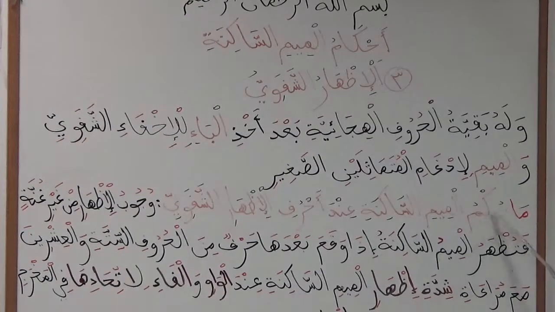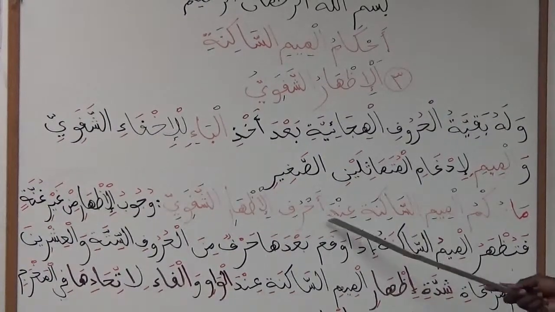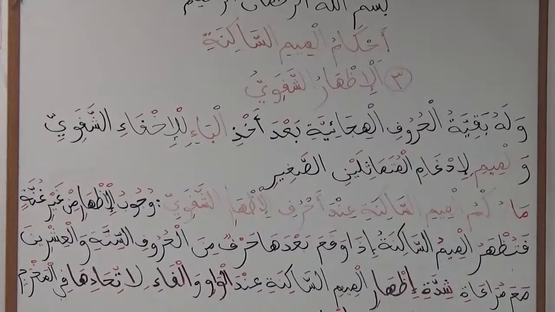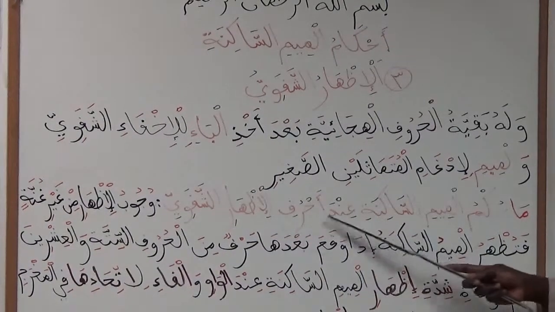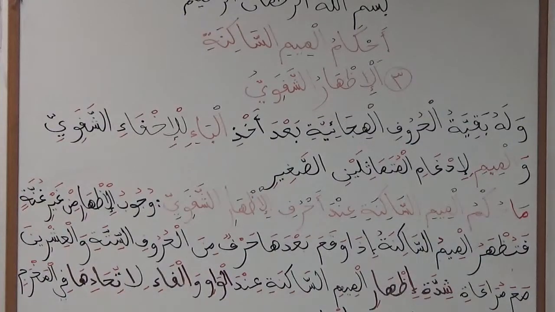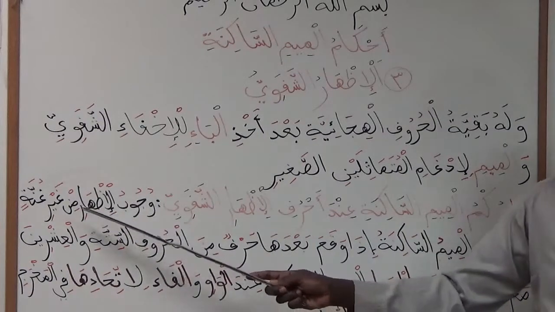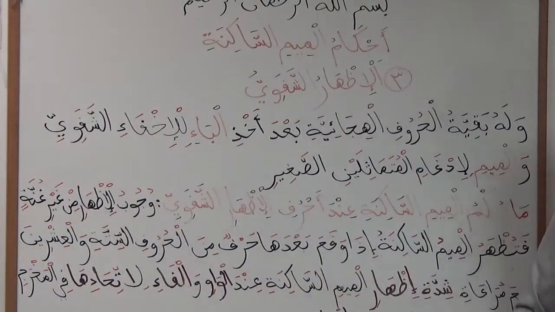So now he tells us, ما حكم الميم الساكنة عند أحرف الإظهار الشفوي. So what is the rule? When you have a mim that has a sukun, followed by one of the letters of al-ilhar ash-shafawi, so one of the 26 letters. Say a mim that has a sukun followed by a hamza, or followed by a waw, or followed by a ta. So what is the ruling? We say, وُجُوبُ الْإِظْهَارِ مِنْ غَيْرِ غُنَّةٍ. It is an obligation to do al-ilhar.